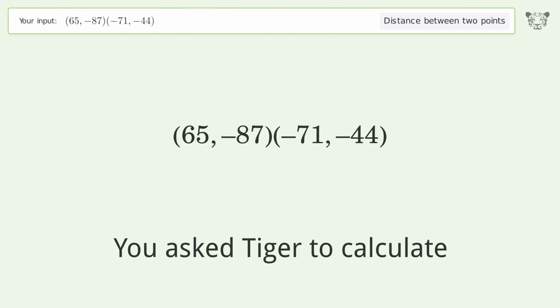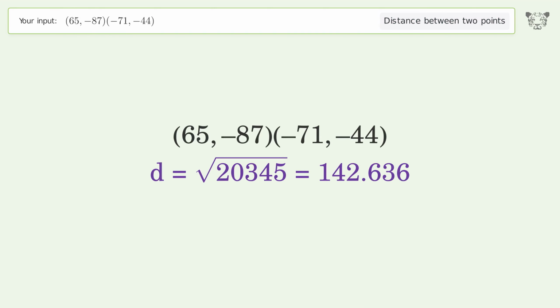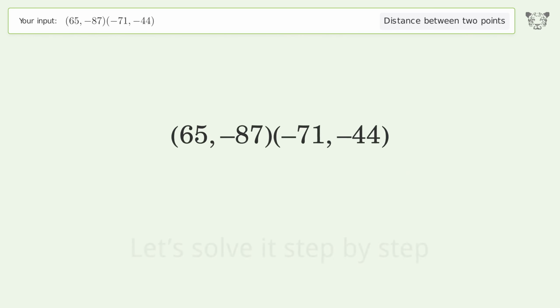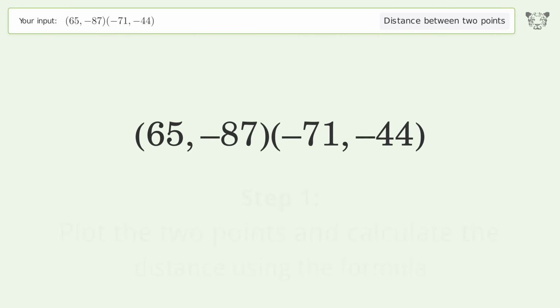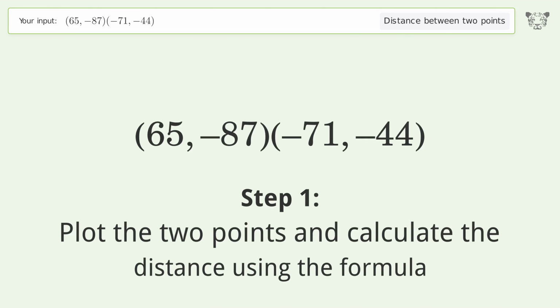You ask Tiger to calculate. This deals with the distance between 2 points. The distance between the 2 points is the square root of 20,345 or 142.636. Let's solve it step by step. Plot the 2 points and calculate the distance using the formula.